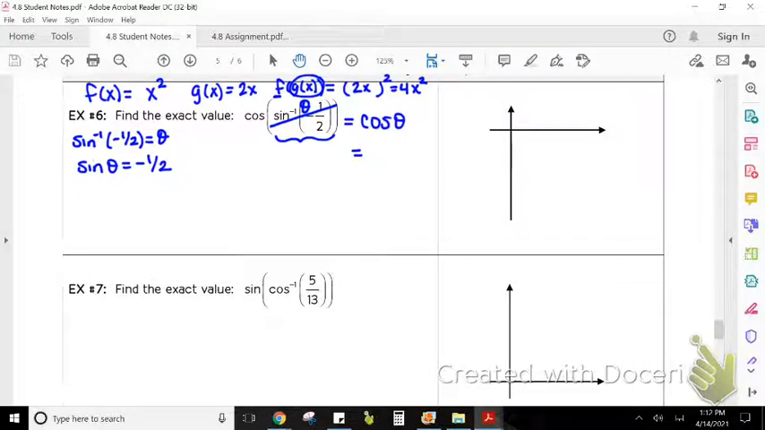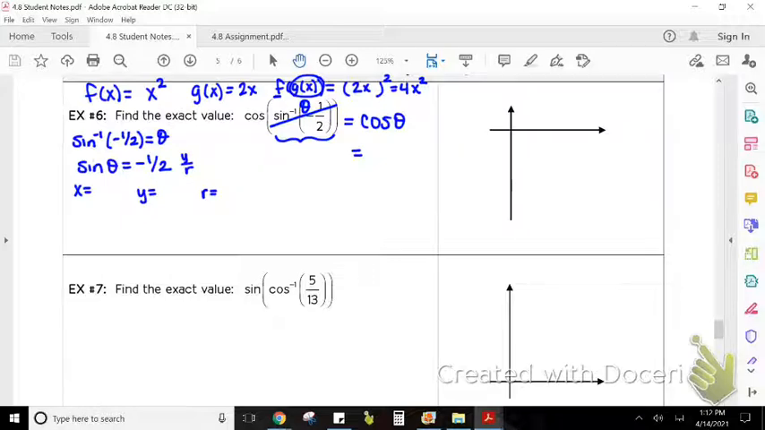So let's go way back to when we talked about x, y, and r. Tell me about sine in terms of x, y, and r. Sine is y over r. So we don't know x. We do know y, and we know r.